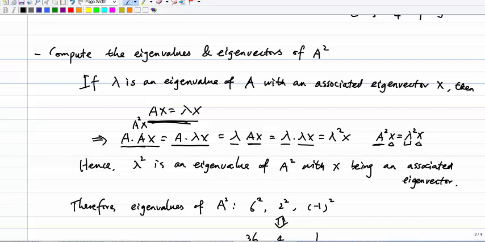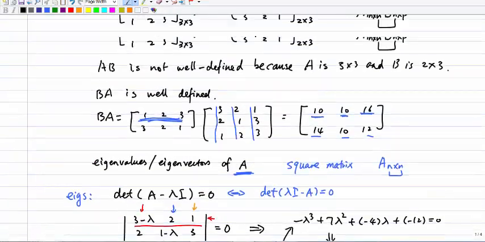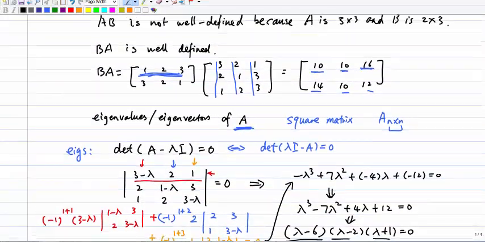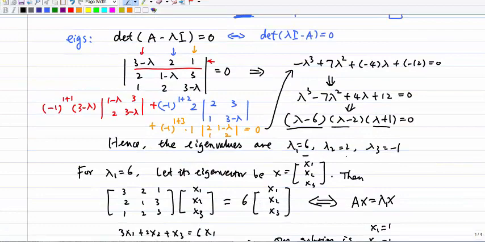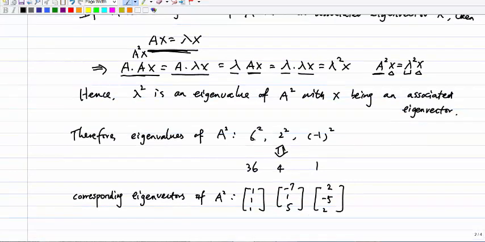The eigenvector is just x, which means lambda squared is an eigenvalue of A squared with x being the associated eigenvector. So, for example, if the original eigenvalues for A are 6, 2, -1, then for the eigenvalues of A squared, you just square each one. So you have 36, 4, and 1. The eigenvectors are not changing, they're the same. So just copy them down over here. Those are the original corresponding eigenvectors.